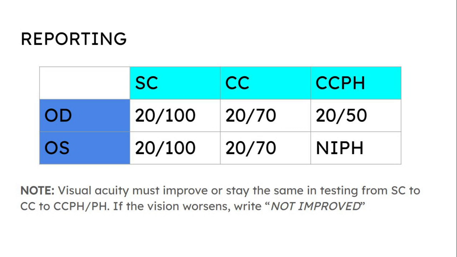Reporting the results should be as follows. For the right eye, visual acuity is 20/100, improved to 20/70 with correction, and further improved to 20/50 with pinhole. For the left eye, visual acuity is 20/100, improved to 20/70 with correction, and not improved through pinhole. Note that visual acuity must improve or stay the same in testing from without correction to with correction to pinhole. If the vision worsens, write not improved.